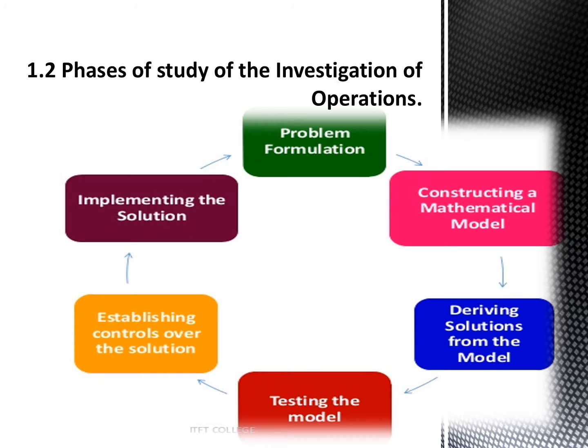Phases of the study. Definition of the problem. The objective is to identify three main elements. 1. Description of the decision alternatives. 2. Determination of the objective of the study. And 3. Specification of the limitations under which the modeling system works. Construction of the model.